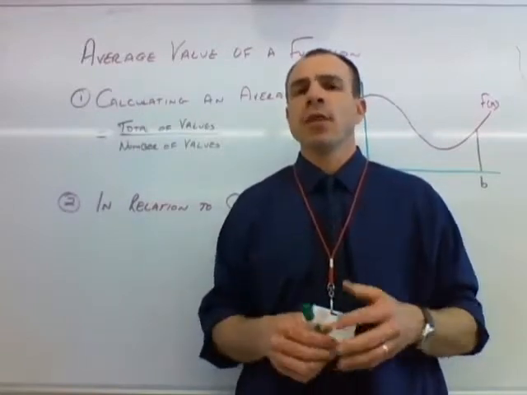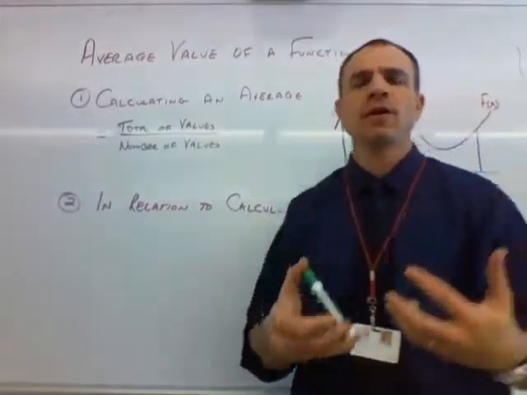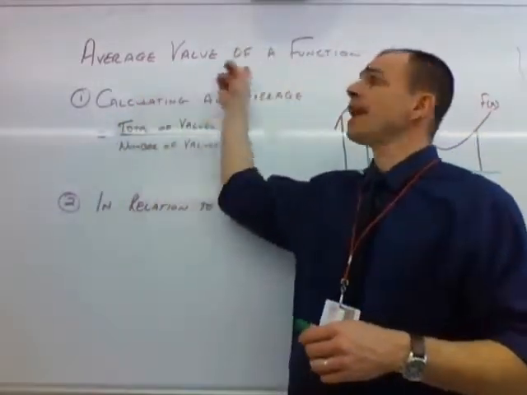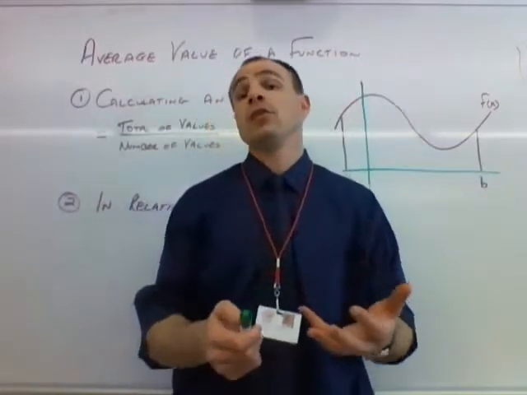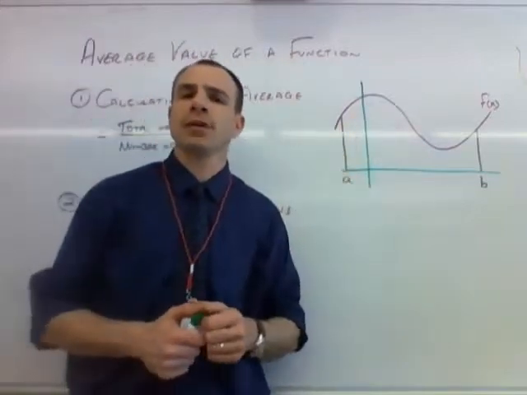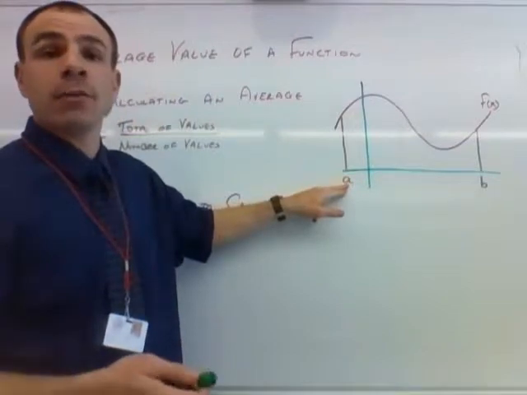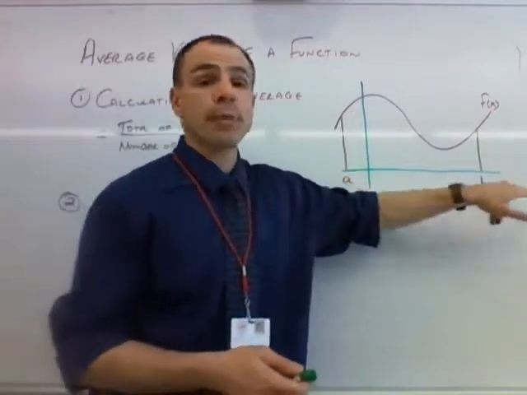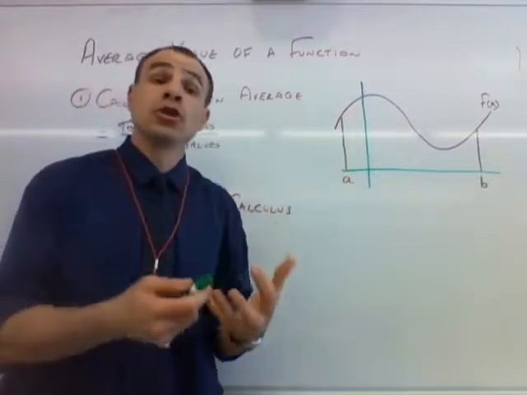There's nothing new there. What we want to do now is relate this to calculus and functions. How can we find the average value of a function? Well, let's take a look at some sample functions. So we see right here in purple this function f of x. And we have the starting value of our bounds a, our lower bound, and then we have our upper bound b.